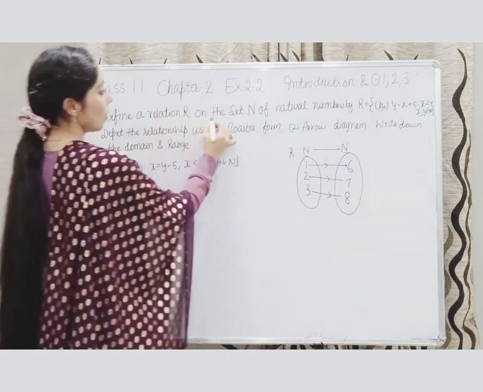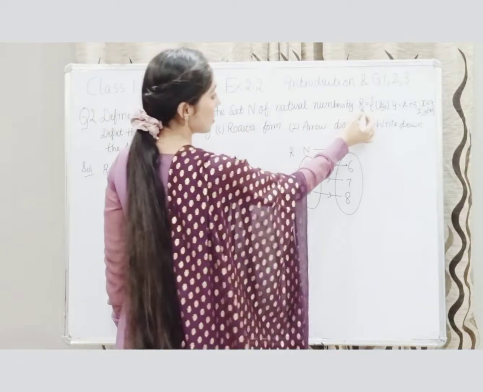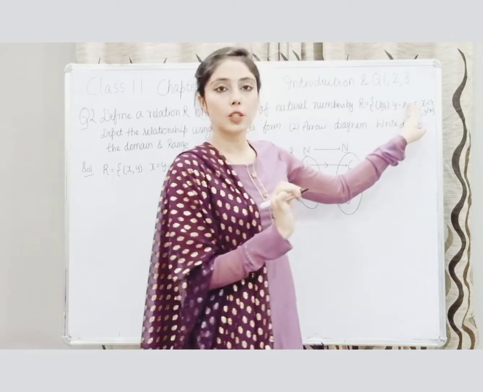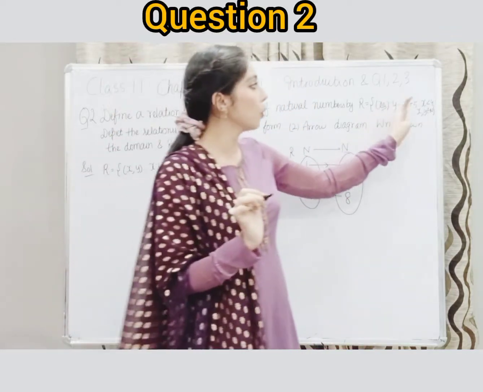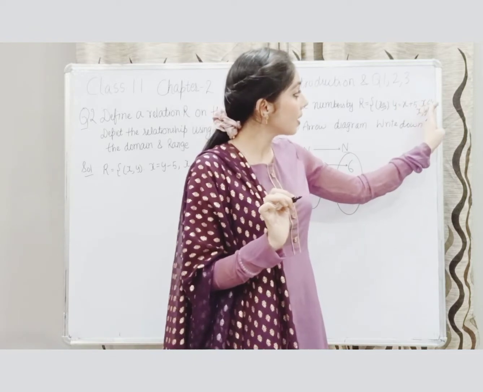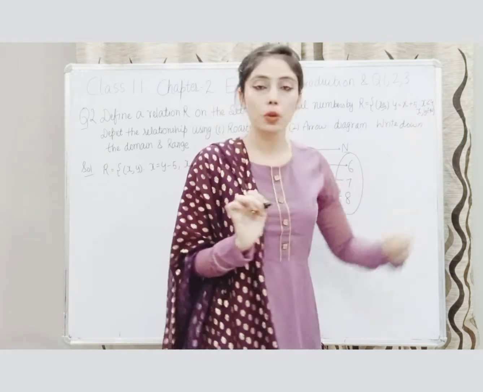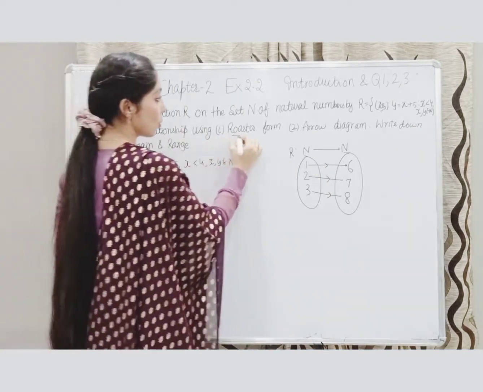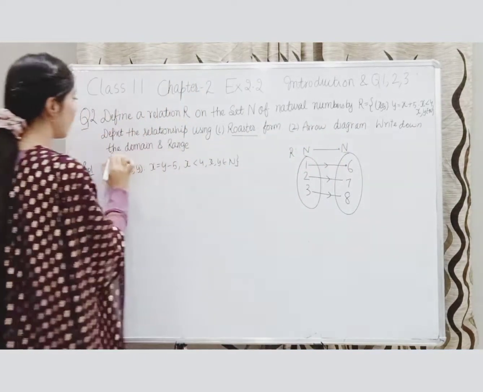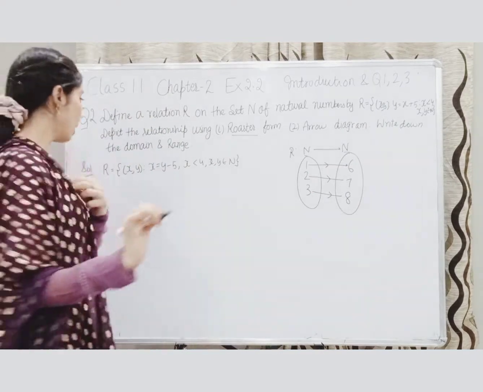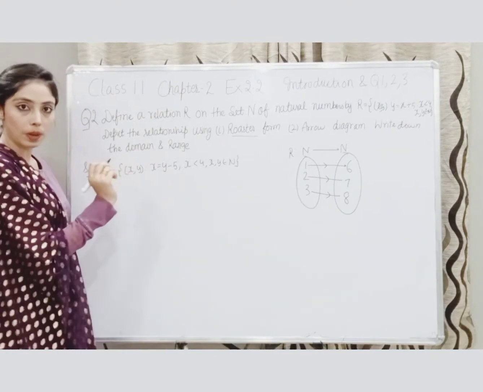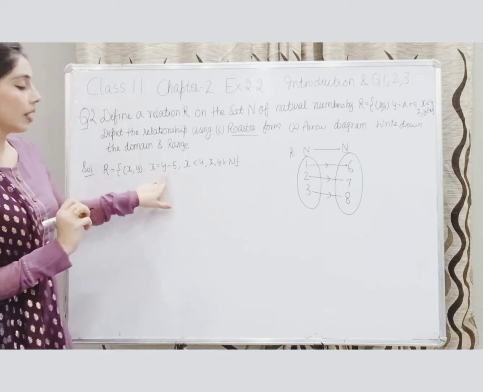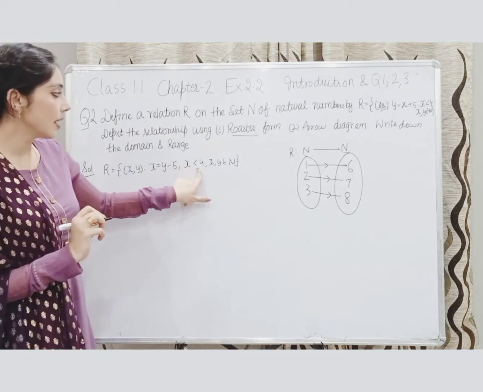Define a relation R on the set N of natural numbers by R is those (x, y) such that y is equal to x plus 5, meaning the second element is 5 more than the first element, and x is less than 4, and (x, y) belongs to natural numbers. We have to depict the relation using roster form and an arrow diagram, and write the domain and range. First of all, the relation is those ordered pairs (x, y) such that the first element is 5 less than the second element and x is less than 4.